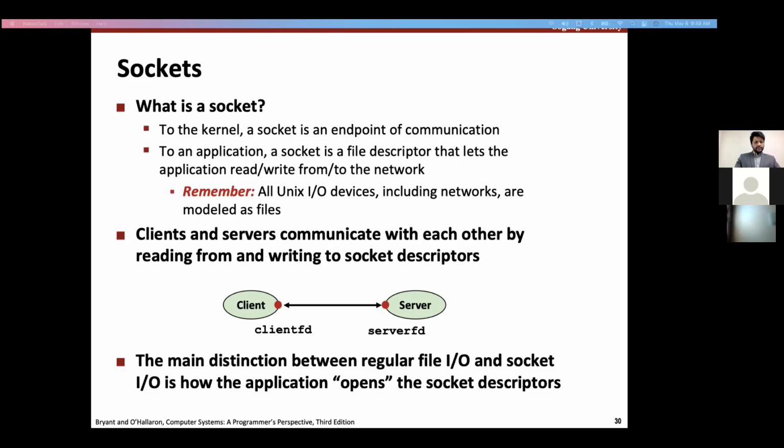The clients and servers communicate with each other by reading from and writing to socket descriptors, which are actually file descriptors. Our client has a client file descriptor, and on the server end we have a server file descriptor. You read and write these file descriptors like you are opening a file and reading and writing inside it. The main distinction between regular file IO and socket IO is how the application opens the socket descriptors. It's a little different from opening a file, and opening the socket descriptor, this client FD, and in general the file descriptor.